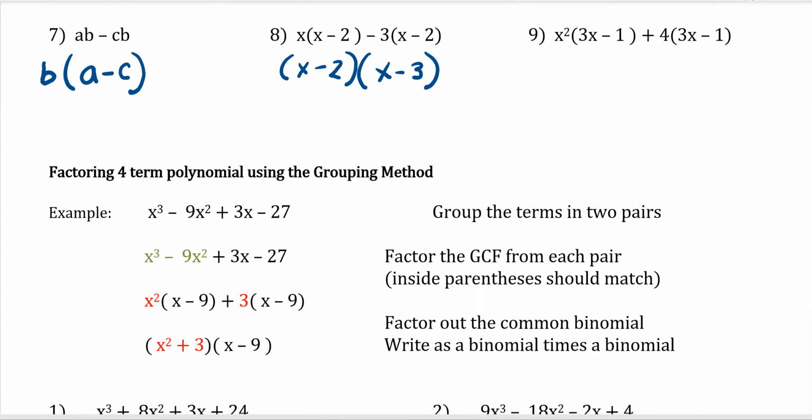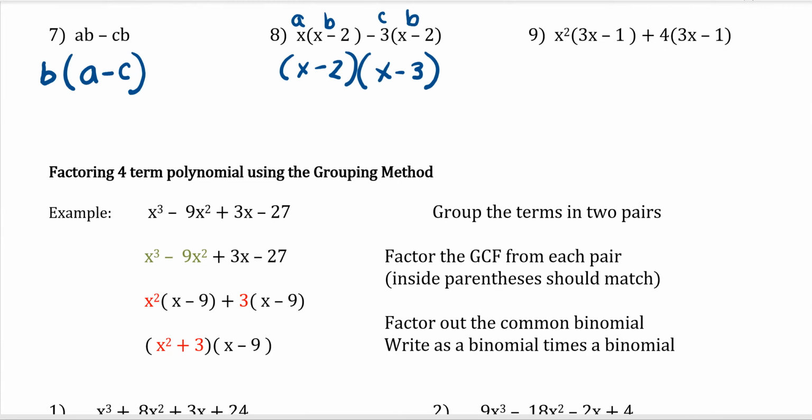Number 7 and number 8 are very, very similar, where A is x, B is x minus 2, C is 3, and B is x minus 2, because they share the common factor of x minus 2. So 7 and 8 are very similar, where in 7 you just have B, but in 8 that factor is a binomial, x minus 2.